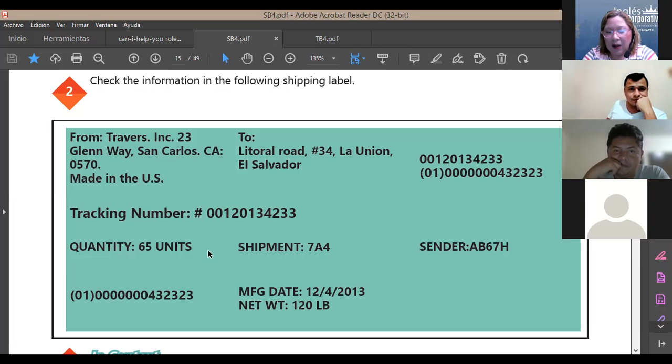How many units are there in this shipment? 65 units. Okay, there are 65 units. Very good. And what's the code of the shipment or the number? Shipment number? 784. 784, yes. This is like a code.